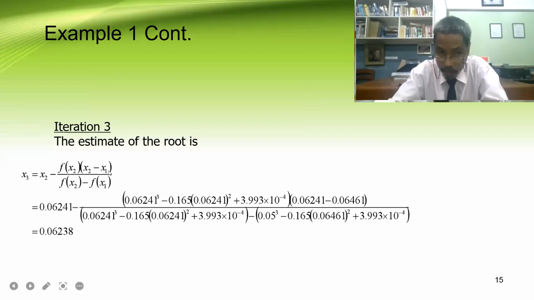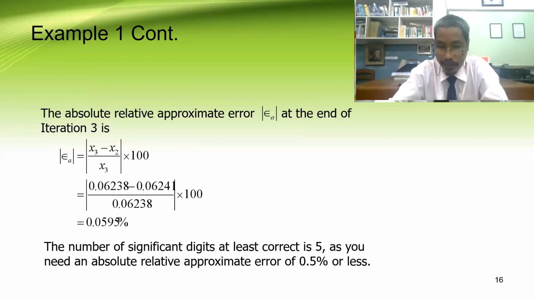Doing the same thing, but now using the values x1 and x2 in order to solve for x3. Okay, so substitute the values for x1 and x2 into the formula. So we have the result x3 is equal to 0.06238. Okay. So very near to the root, and as you will notice, the absolute relative approximate error can be calculated and it became 0.059.